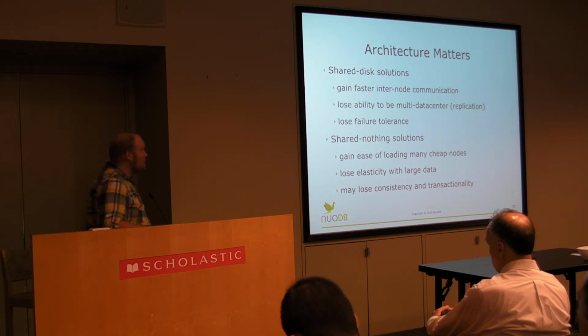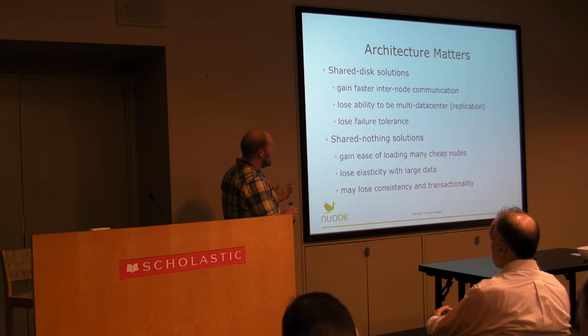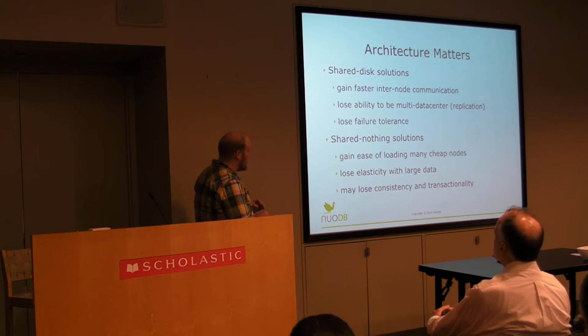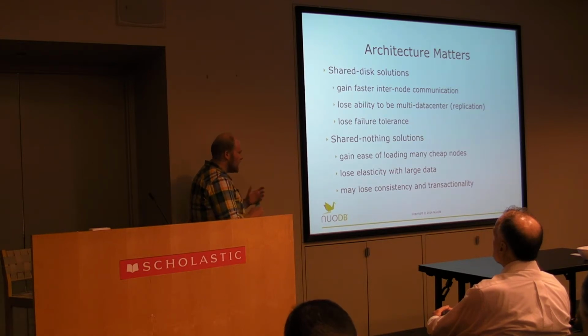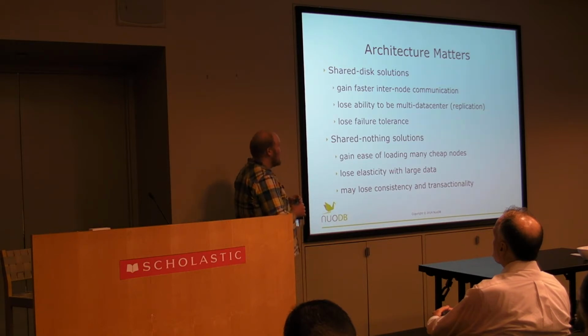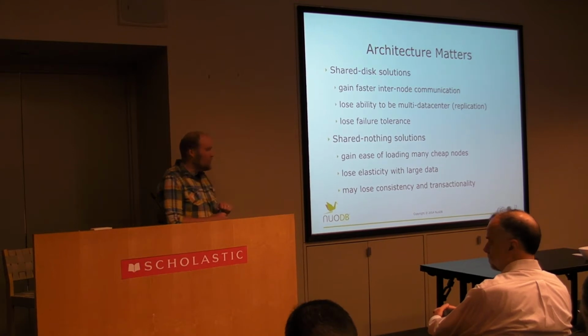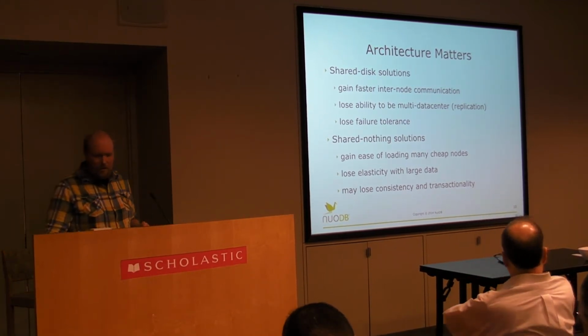So if you go with something like shared disk, what you're gaining is faster inter-node communication, which is a plus, but you lose the ability to be multi-data center, and you're forced to do replication again. You also lose failure tolerance. If you go with something that's shared nothing, you gain the ease of loading many cheap nodes, but you lose elasticity with large data. So the database gets bigger and bigger and bigger. It becomes harder to be flexible.